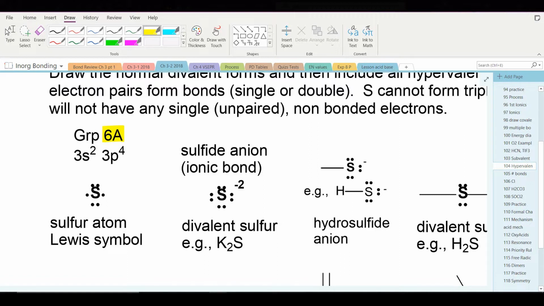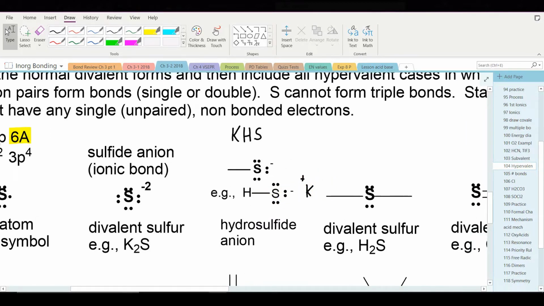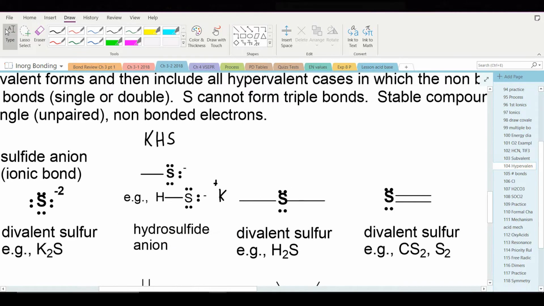All right, what can sulfur do? If sulfur combines with a reactive metal like potassium, it can take 2 electrons and form a sulfide anion. It could even react with something like 1 potassium and 1 hydrogen, and you could have something like potassium hydrogen sulfide, in which one of the bonds is covalent like SH, and the other bond is ionic like in K plus and S minus.